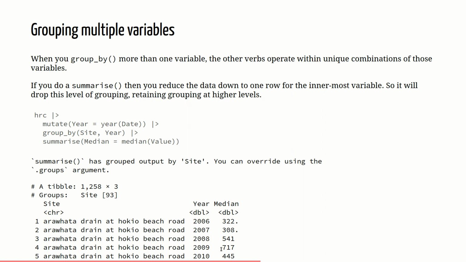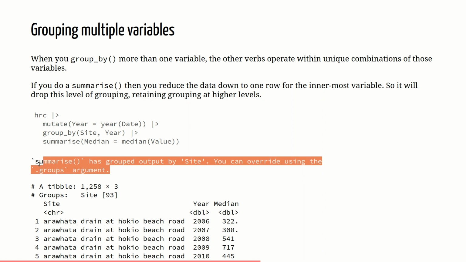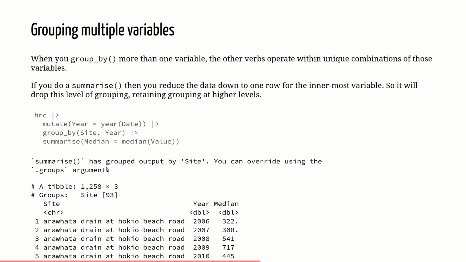Okay, so this has computed the median for each year at each site. So we've got 1,258 rows corresponding to the 93 sites at different years. Notice that when it's done so, it has spat out a message which says that the summarize command has grouped the output by site and telling us how we can fix it if we want, whereas previously we'd grouped by site and year. So it's dropped the year grouping when it's done the summary.